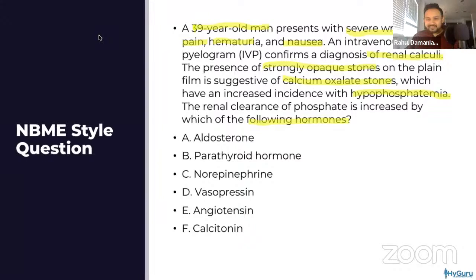Awesome. And we have a lot of people putting B into the chat box, and you're absolutely correct. Remember, parathyroid hormone is going to increase calcium levels and decrease phosphate levels. I like to think about parathyroid hormone, PTH, as phosphate trashing hormone. So we know that it's going to increase calcium and decrease your phosphate.